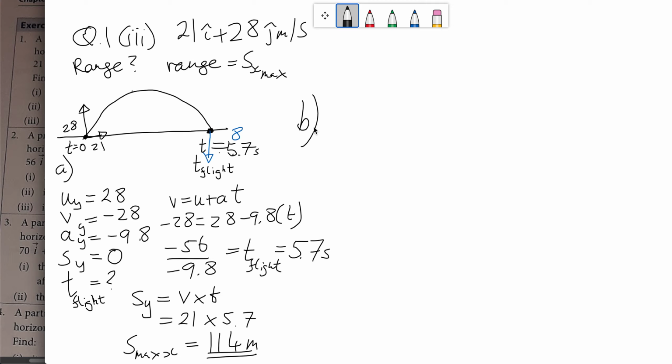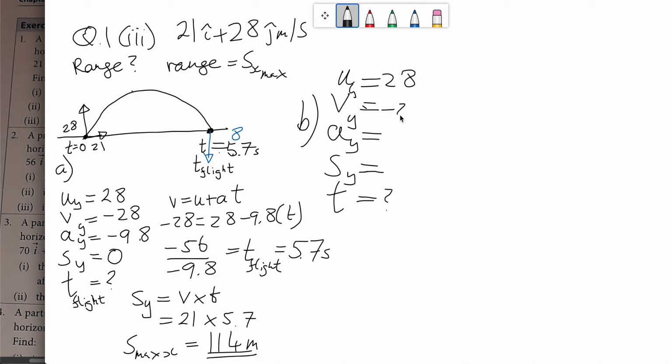You could say what happens at the end is that the distance vertically traveled, the displacement, is 0. So if the displacement is 0, we do the same u, v, a, s, and t, and these are y, y, y. Okay, and the time. Now the time again is what we're looking for. So the initial velocity is 28 up. The final velocity, yeah, it's minus 28. The acceleration is minus 9.8, and the distance traveled would be 0 again.